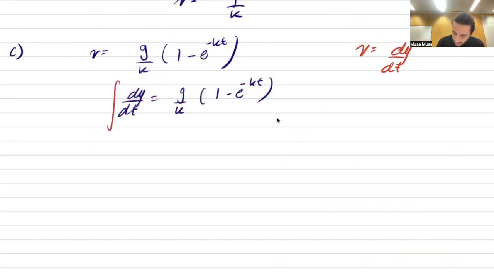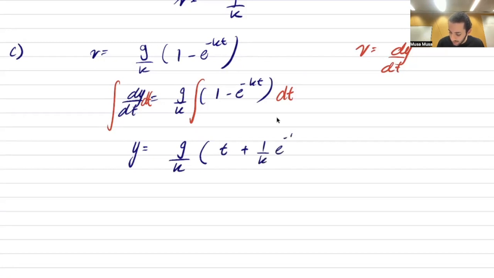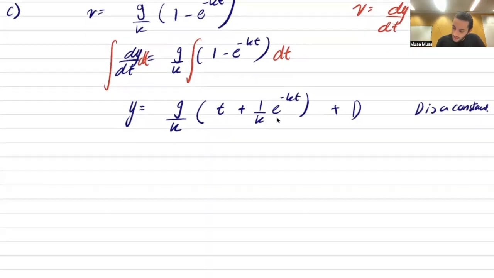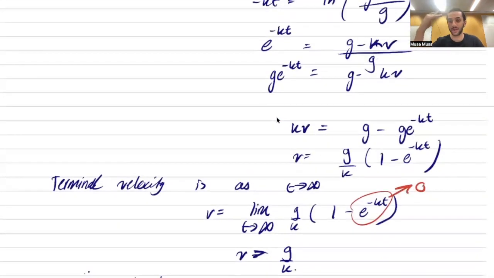And then, of course, integrating both sides with respect to t. So we get y equals g on k, then we get t plus 1 on k e to the negative kt. You can check my work if you'd like, but that's facts. Now we've got to find, I shouldn't use c or use d because we used c before. D is a constant. What were we told? At t equals 0, y equals 0 because it was dropped from a particular position and we're defining that position as the origin.